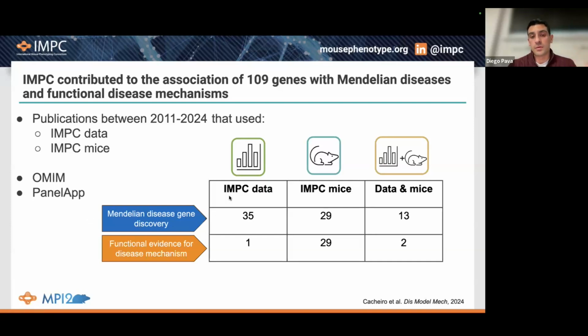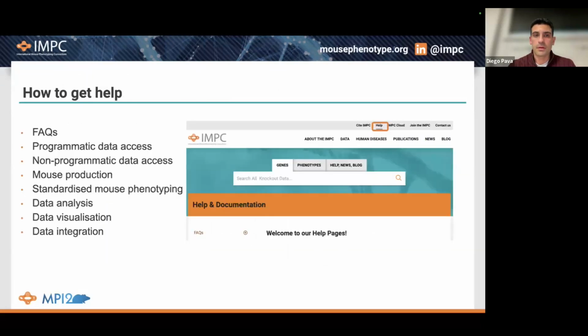So what we found was as follows. For the Mendelian disease gene discovery, we saw that 35 genes had publications that used IMPC data, 29 used IMPC mice, and 13 used data and mice. For the functional evidence for disease mechanisms, 1 gene used publications from IMPC data, 29 from IMPC mice, and 2 from data and mice. That's it for the disease section.